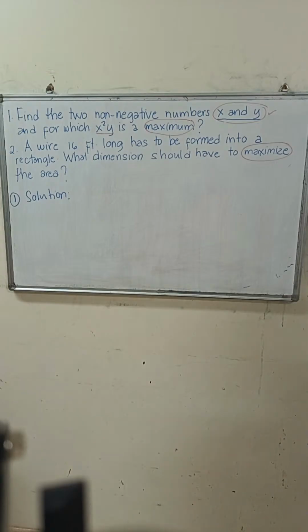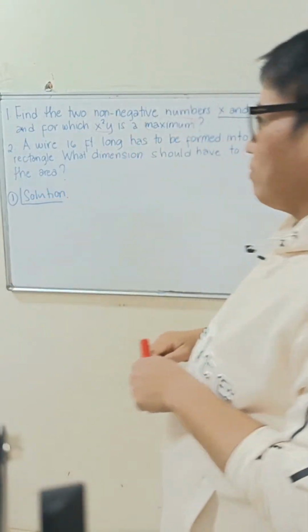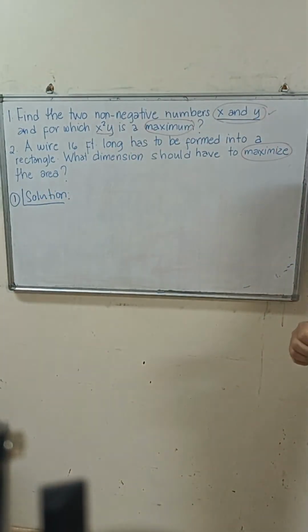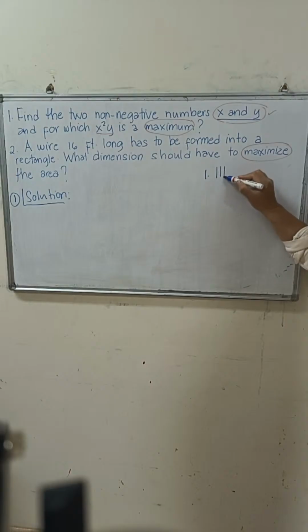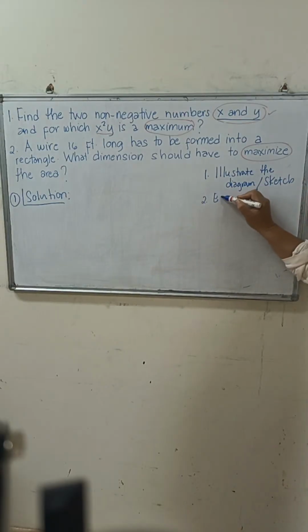Okay, so first equation. But before anything else, we're going to introduce the technique of optimization, maxima and minima. The first is to illustrate a diagram. This is number one. Illustrate so that we have an idea, a flow to follow. So illustrate the diagram, or let us say sketch. Number two, we are going to establish our unknowns. Let's say let x, let y, like that.